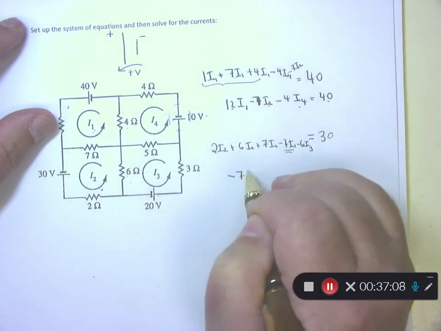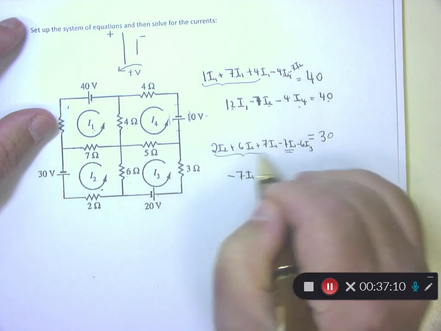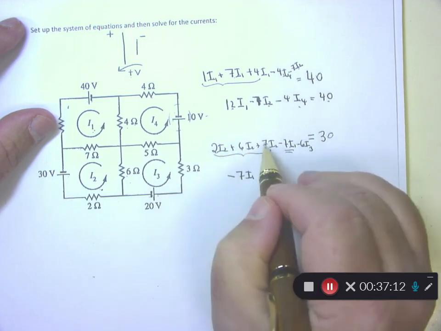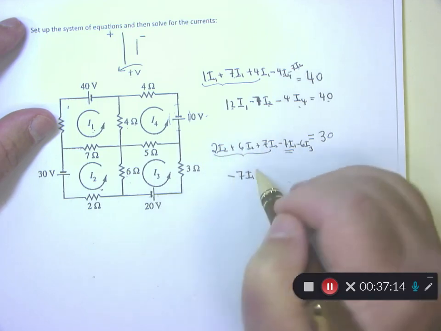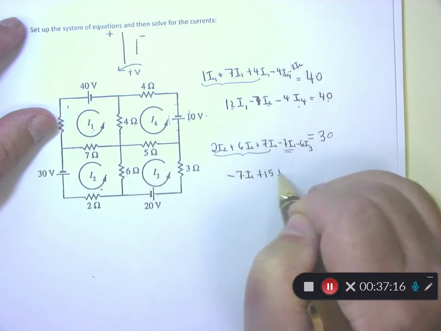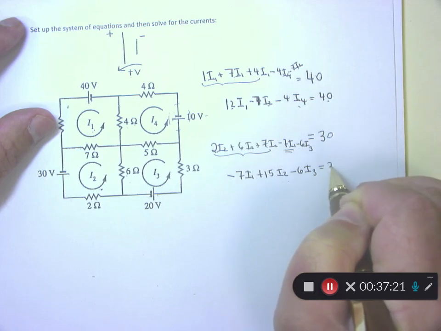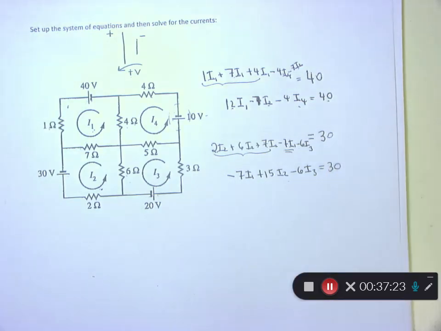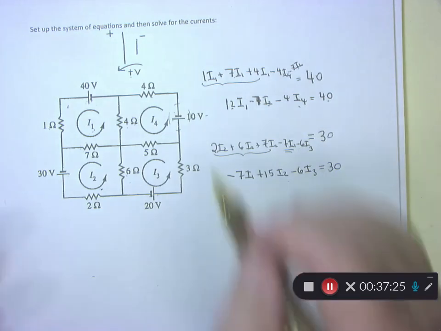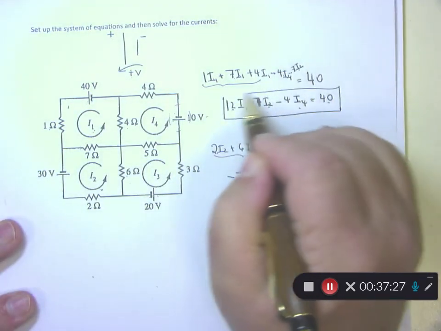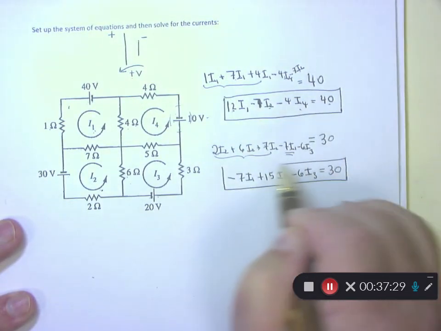That's a minus 7 I1. And then I got these guys here: 2 plus 6 plus 7 I2s. What is that? 9 plus 15 I2s minus 6 I3. And that's equal to 30. Let me circle these, because we'll come back and use them later.